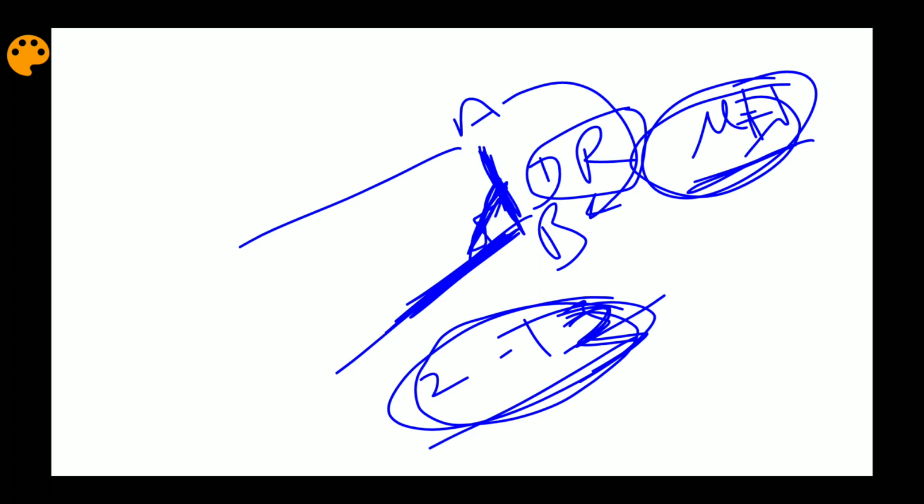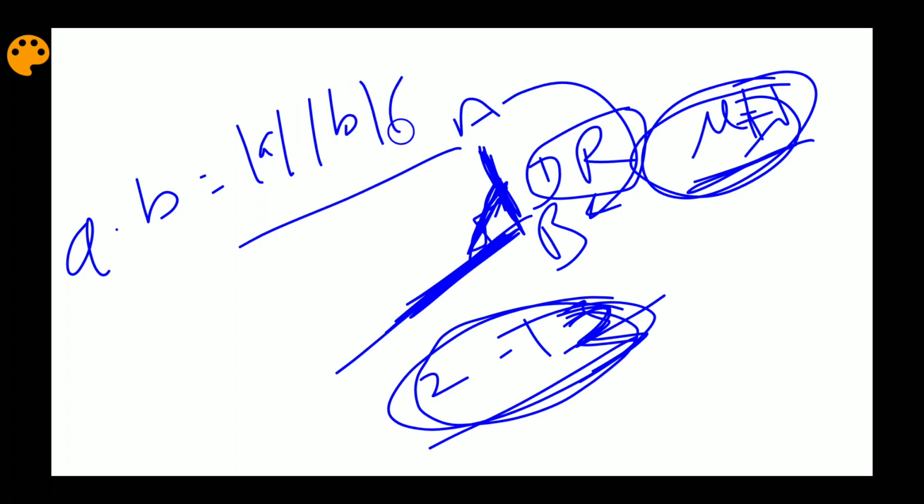You will do the same dot product. What is the dot product of two vectors which are at a 90 degree angle? Their dot product will be 0 because cos theta will be 0. Why? What is dot product? A dot B equals magnitude of A times magnitude of B into cosine of the angle between these two, and the angle is 90. So the dot product will be 0.